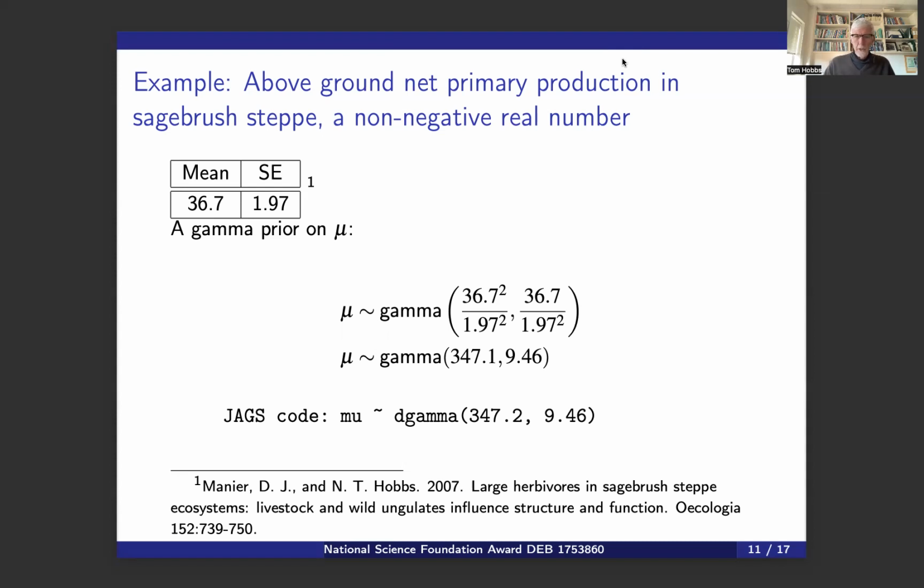And there's this corresponding JAGS code. I recommend that you look these up every time you use them, at least to start, because it's so easy to make a mistake here. You need a tabulated set of moment-matched parameters for the various distributions, and I'll show you later in the video where you can find those.